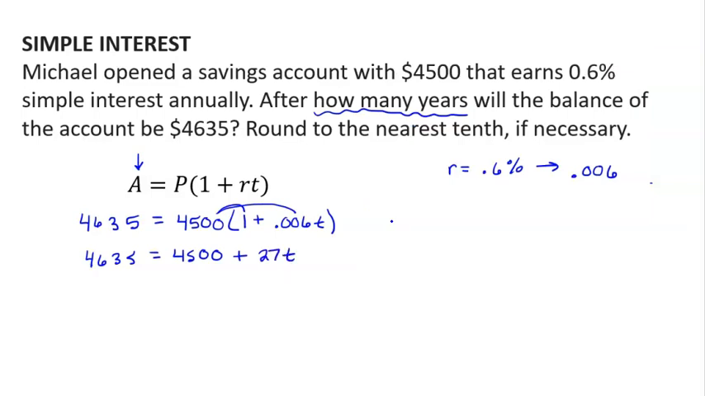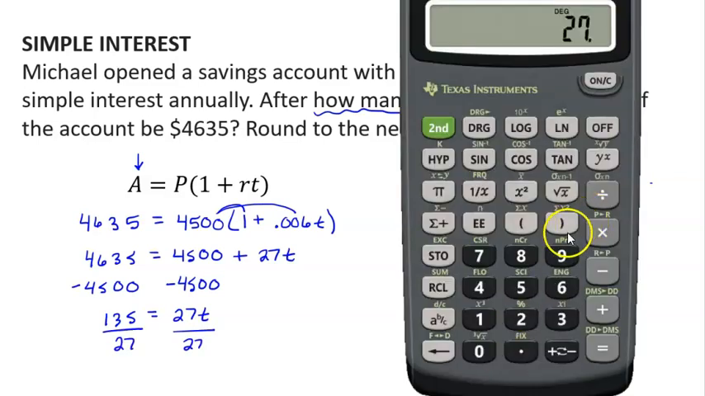And then from here, we're just going to work to get T by itself. So I'm going to subtract 4,500 from both sides, and that gives me 135 equals 27T. And then from here, I'm going to divide both sides by 27, so I can go back to my calculator.